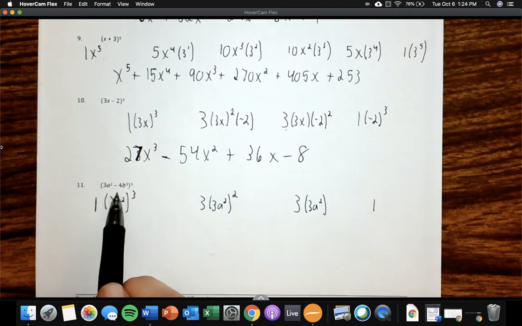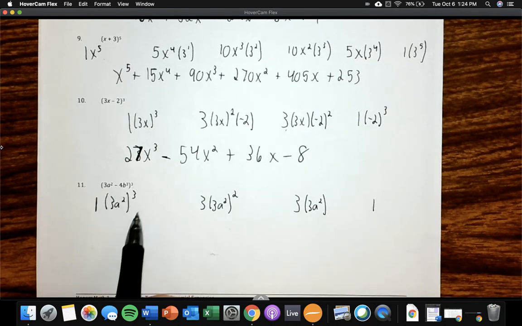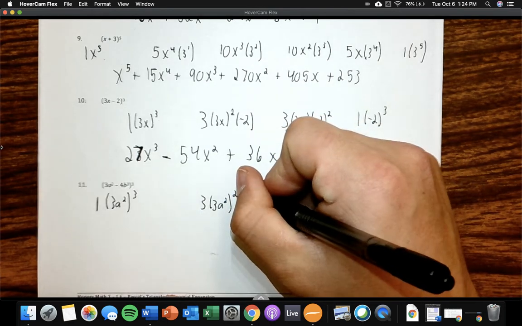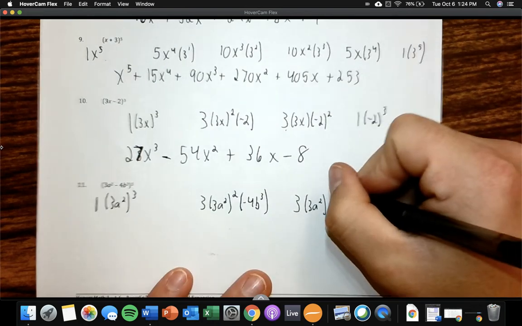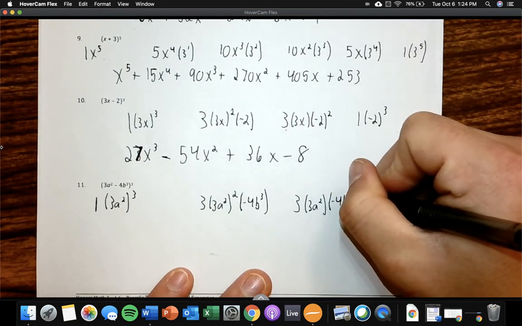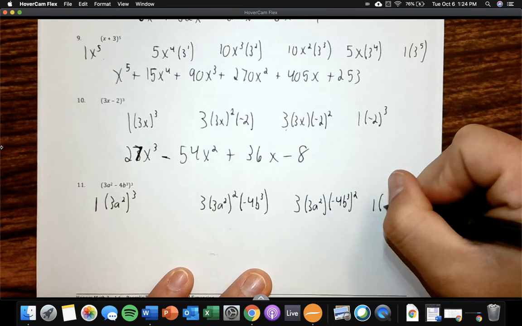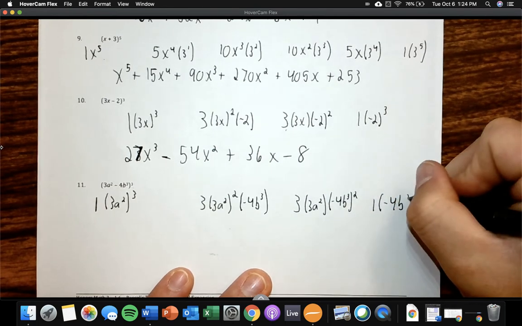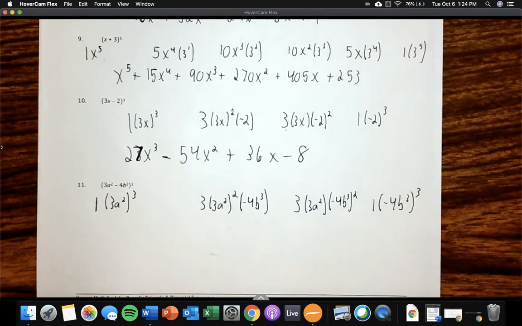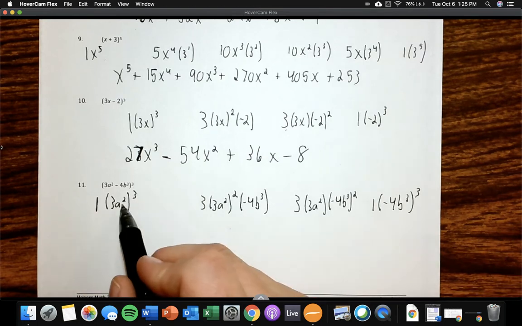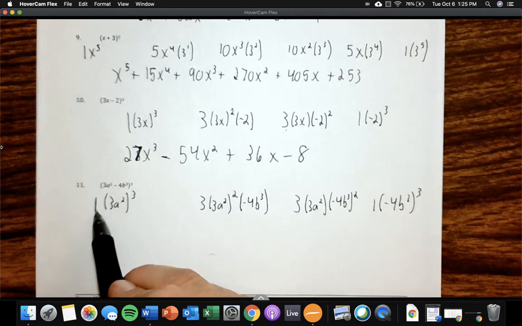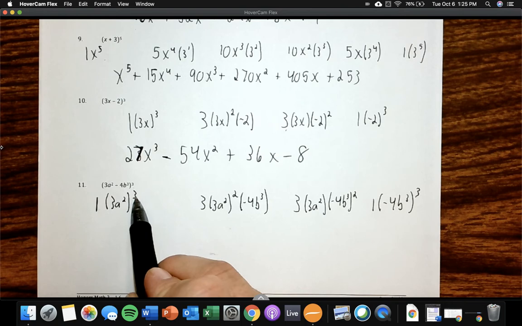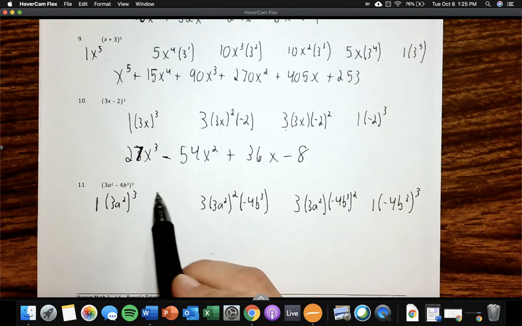And our b term is this negative 4b cubed to the 0 power is just 1. Here we're going to have it just negative 4b cubed. Here we're going to have negative 4b cubed all raised to the second power. And here we're going to have negative 4b cubed all raised to the third power. All right, so using our exponent rules, we know when we have a power raised to a power, we just multiply the exponents together. All right, so this is going to be 1 times 3 raised to the third power, and then a to the 2 times 3.